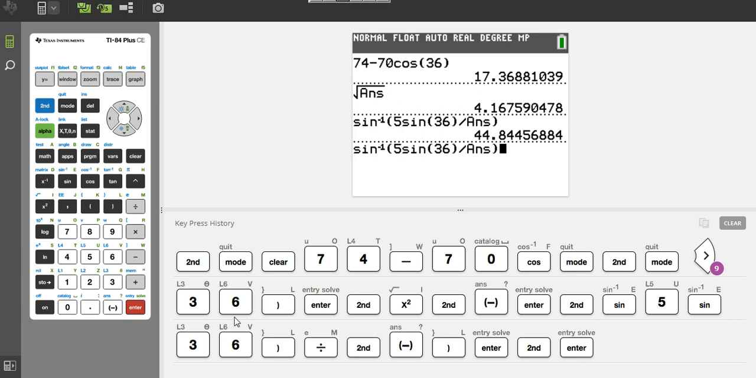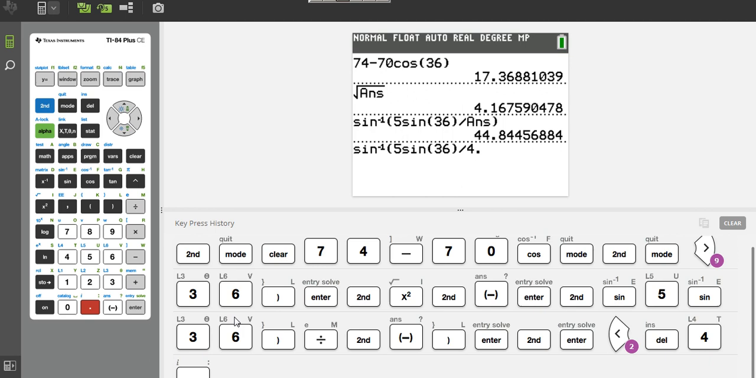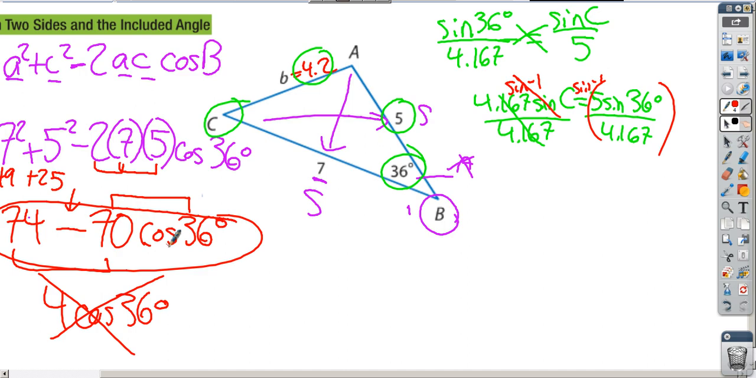I'll show you what it looks like if we had rounded. It's still going to be pretty close, but let's use 4.2 instead. So you see it's going to be a little bit off. Still pretty close, 44.4, but if you want a more accurate answer, 44.8 degrees is going to be angle C. That's what we solved for.